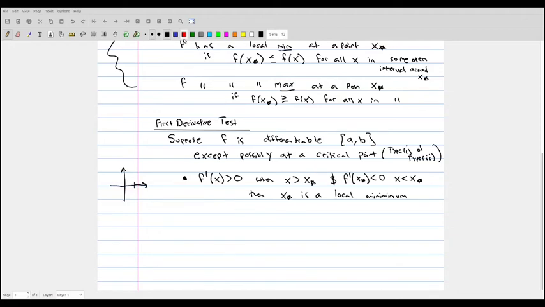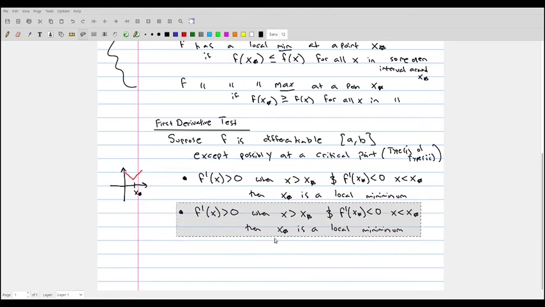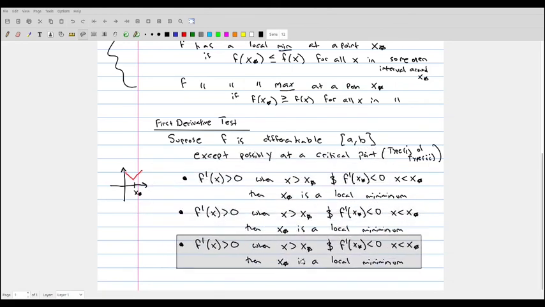Because this would mean that the function, as you're going to that critical point, this point x star, the function is decreasing to the left of that critical point and increasing to the right of that critical point. This is the first statement of the first derivative test. And we have two similar statements that basically apply to the other possible scenarios that we have.